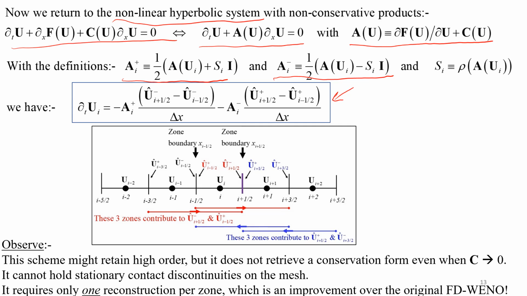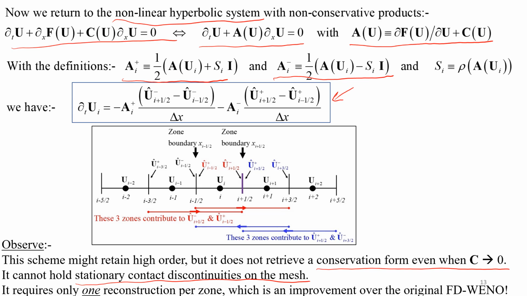But the problem is that it's not in conservation form even when C tends to 0. This method is actually not good at preserving stationary contact discontinuities because we've done nothing to improve the situation associated with stationary contact discontinuities, and the prior scheme, the finite difference WENO scheme from Shu and Osher 1988, was in fact not able to preserve stationary discontinuities.